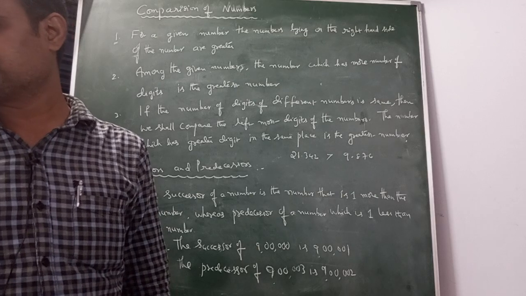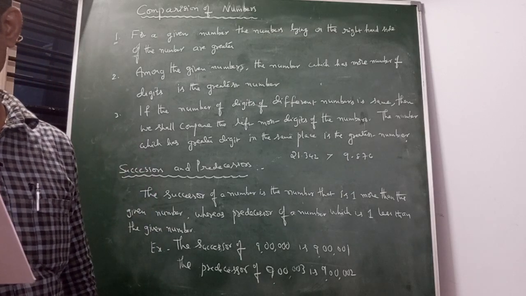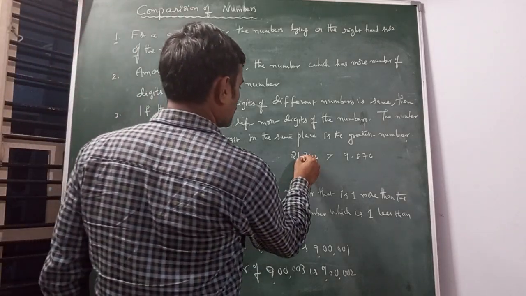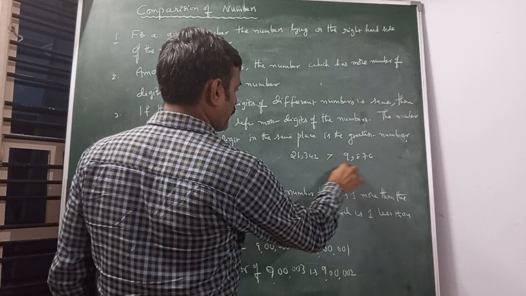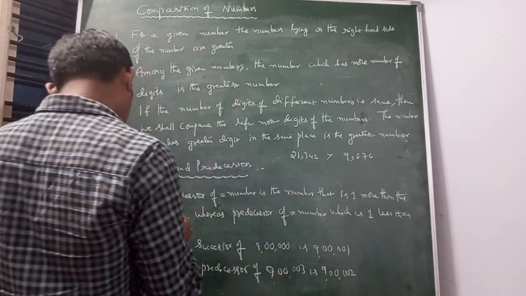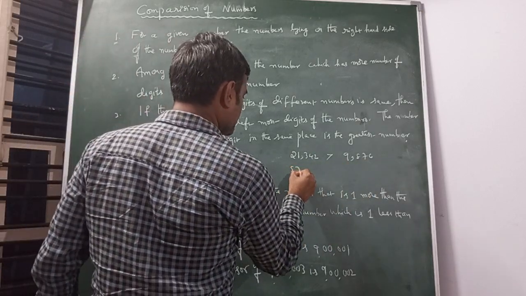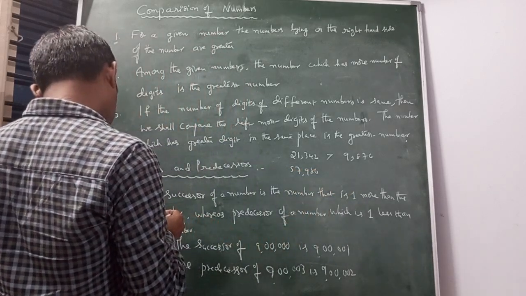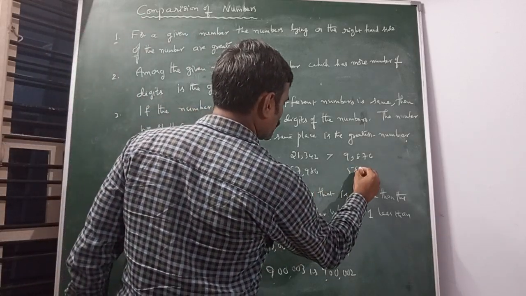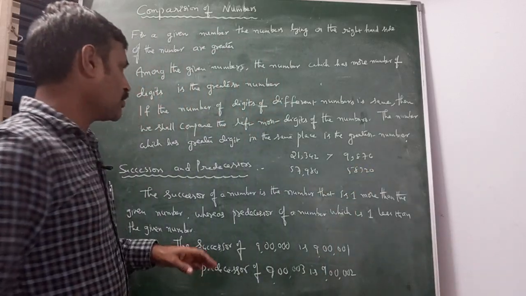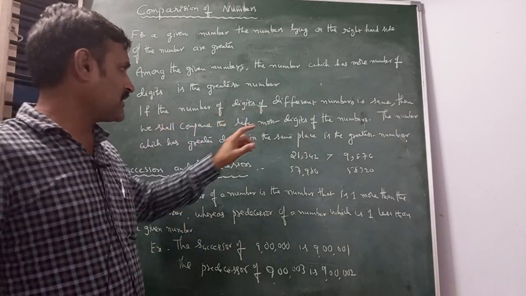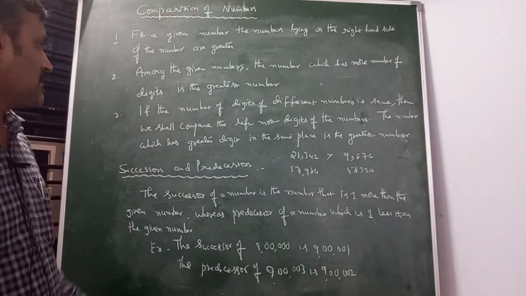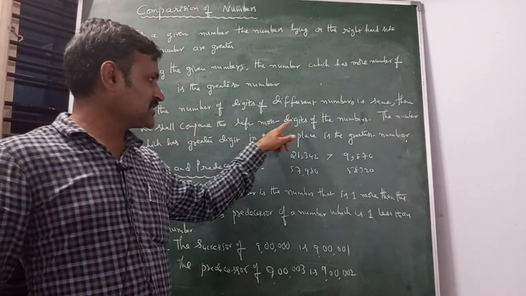That is one example. Another one, if you see, 57,986. I am taking another one, 58,320. In this, the number of digits is the same: here 5 digits are there, here also 5 digits are there. Then we shall compare the leftmost digit of the numbers.